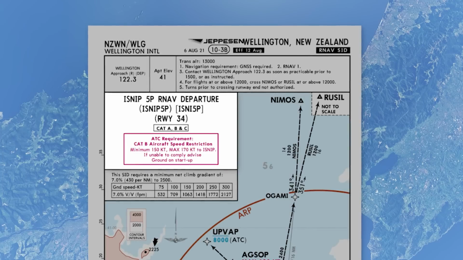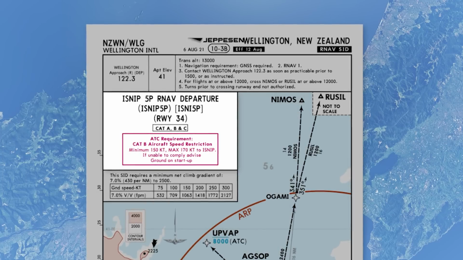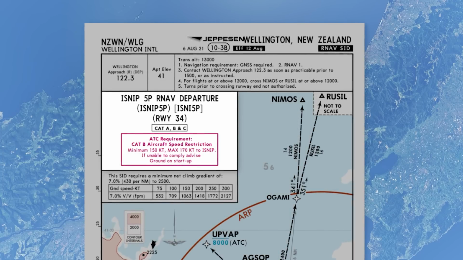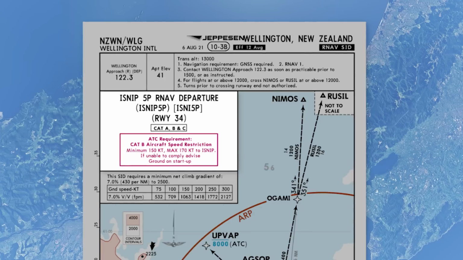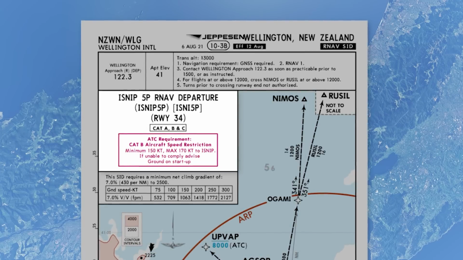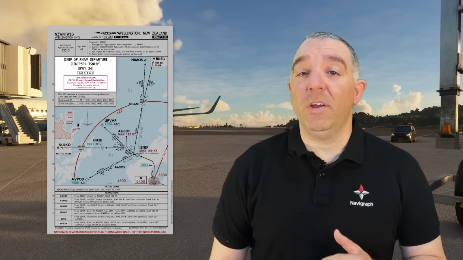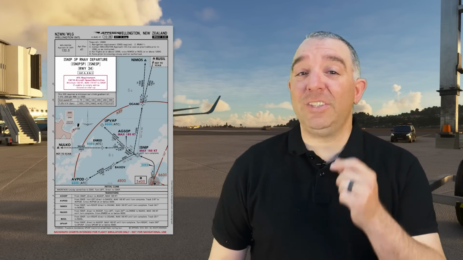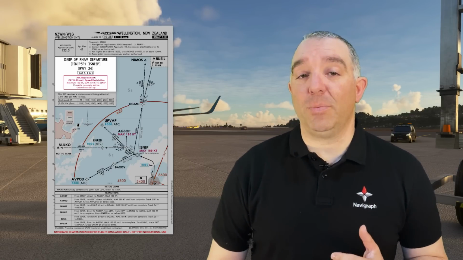The name of the SID is ISNP 5 Papa for runway 34. We have some ATC speed restrictions for Category B aircraft that we're going to need to pay attention to if we're a bit slower. However, we're in a Category C aircraft, so these speed restrictions do not apply to us.